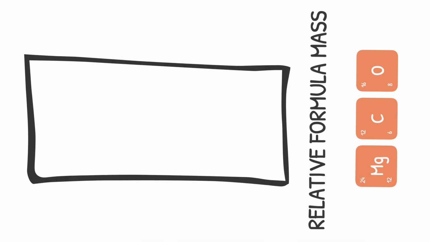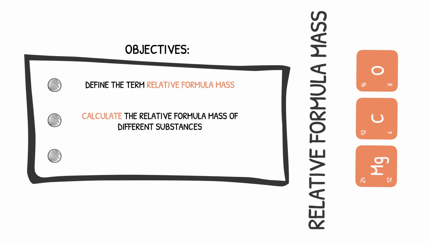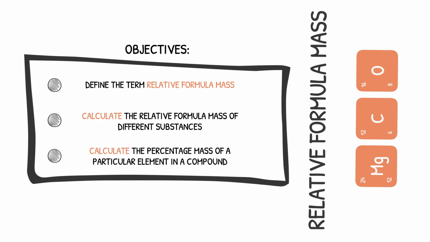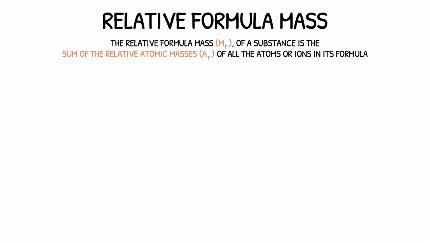In this video, we are looking at the relative formula mass. By the end of this video, you should be able to define the term relative formula mass, calculate the relative formula mass of different substances, and calculate the percentage mass of a particular element in a compound. So, let's go. The relative formula mass of a substance is the sum of the relative atomic masses of all the atoms or ions in its formula.